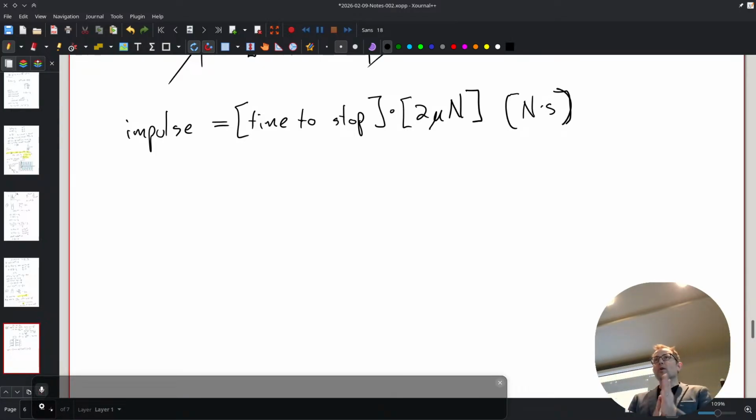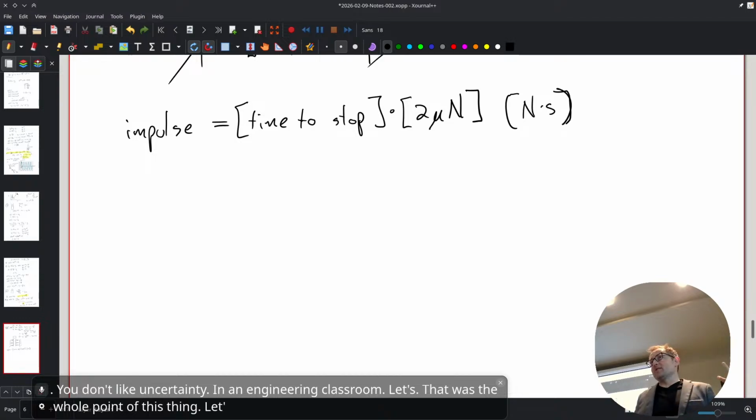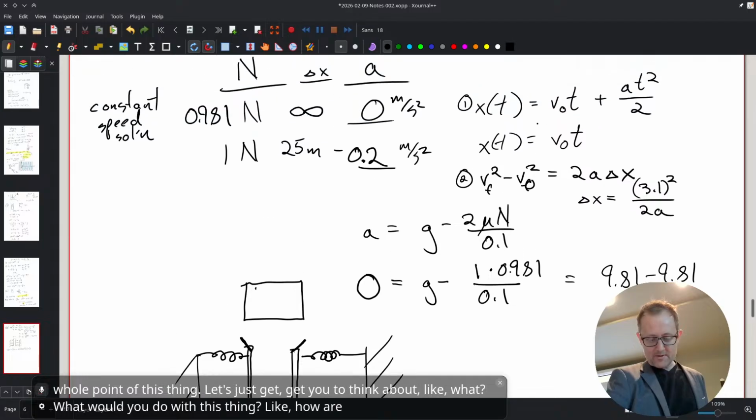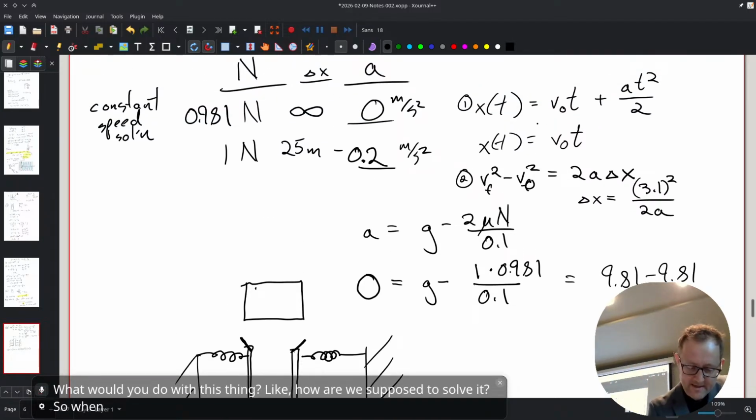I know you don't like uncertainty in an engineering classroom. That was the whole point of this, just to get you to think about what you would do with this thing. How are we supposed to solve it? So one idea was just bigger is better, right?